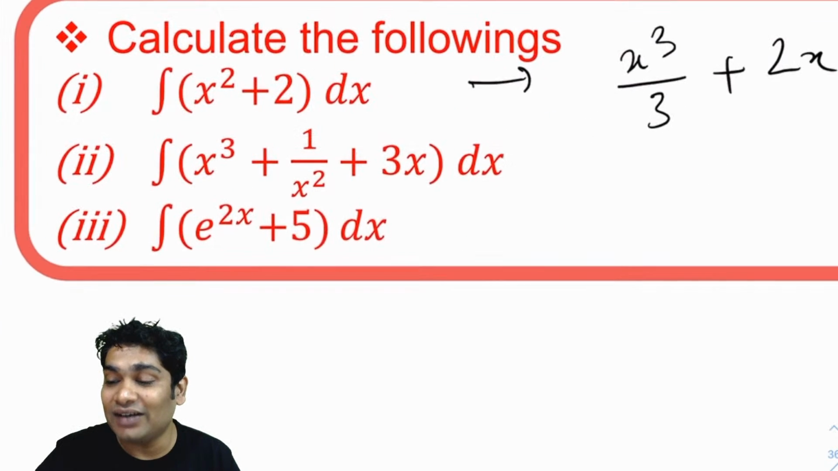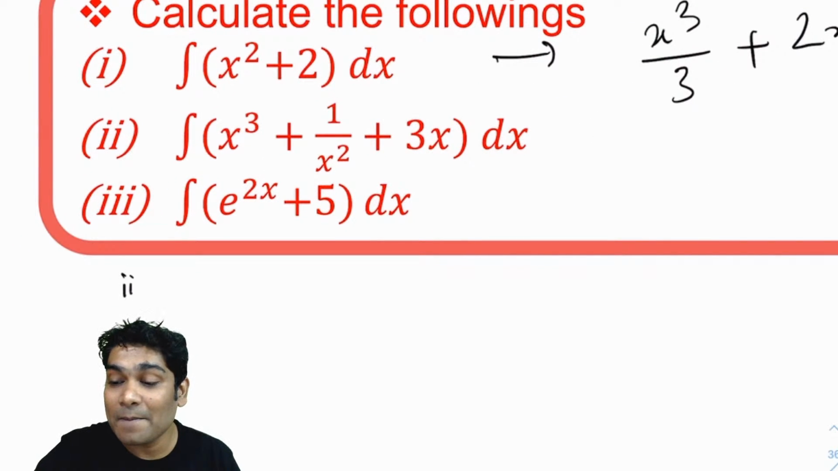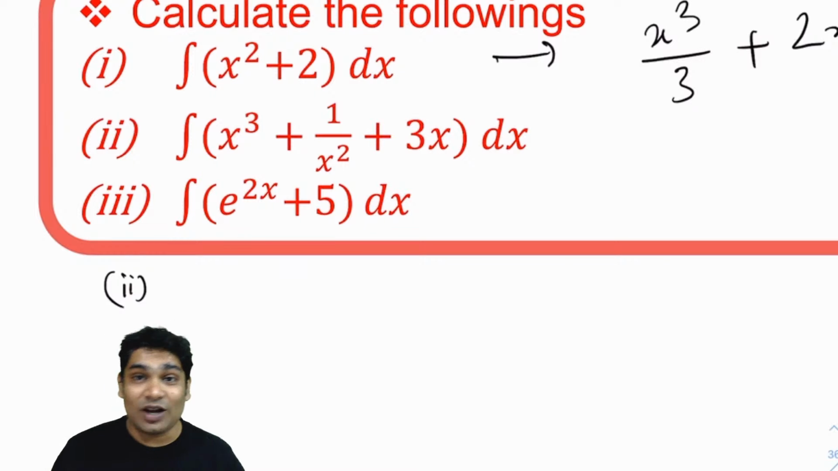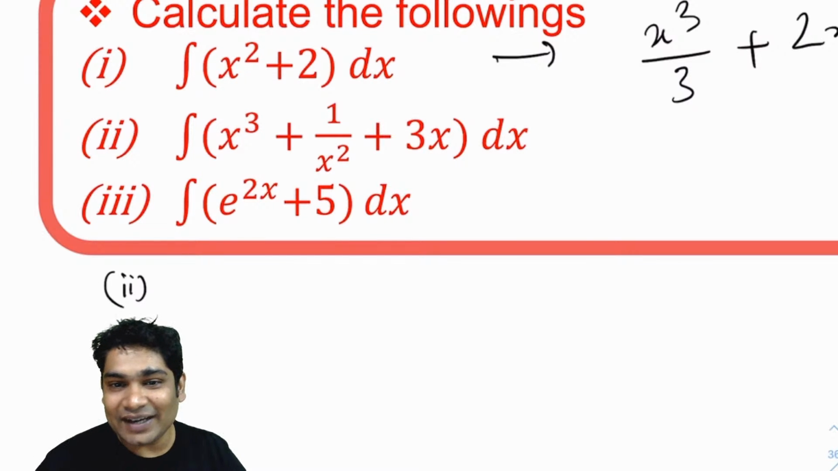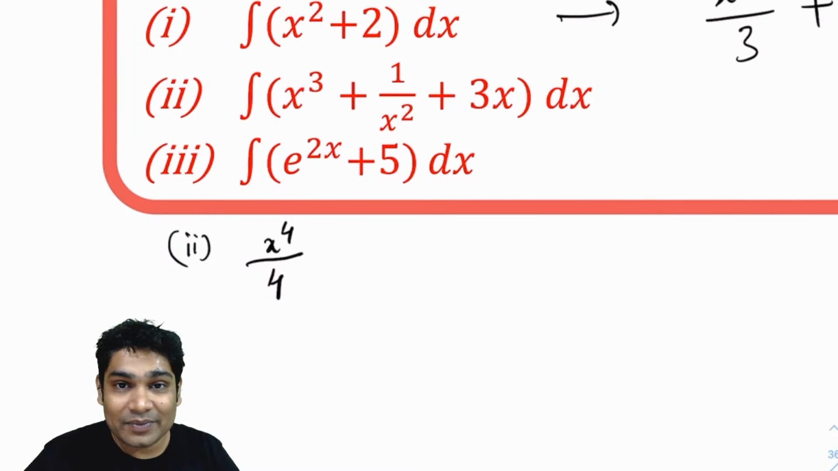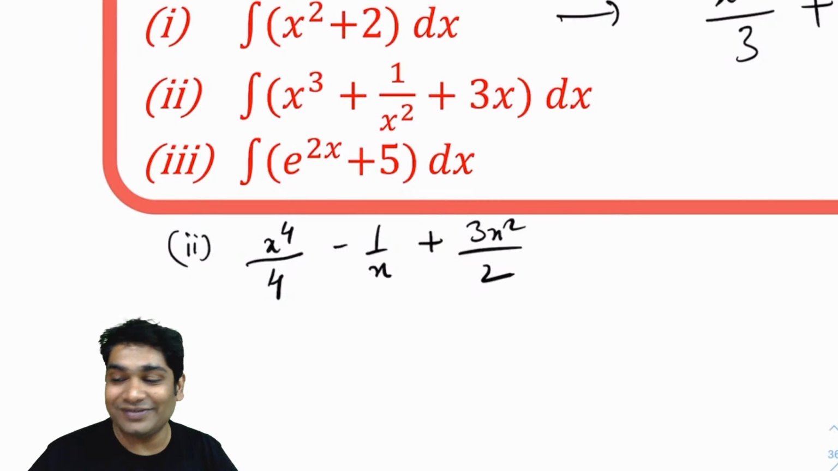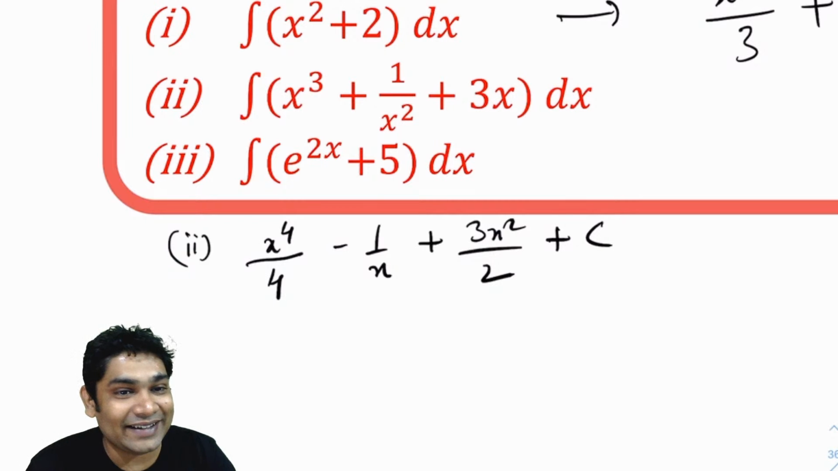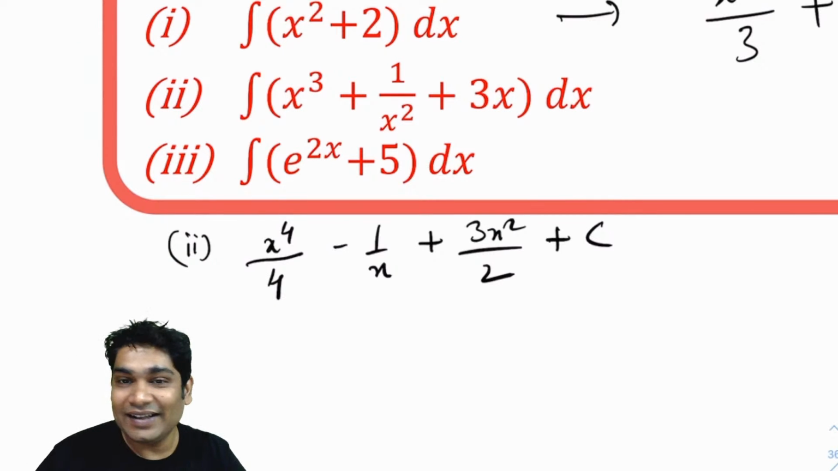Don't forget plus c. Just don't forget plus c. What will be the answer for the second part? How do you get the answer of the second part? Yes. The second part is still easier. How about the third part? The second part would be x to the power 4 over 4 minus 1 over x plus 3x square over 2. Of course, plus c. Okay, very nice. So you guys know how to do this one also. Great, well done.